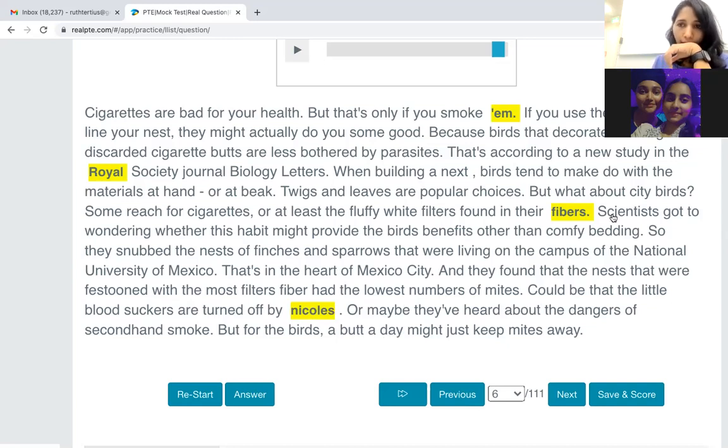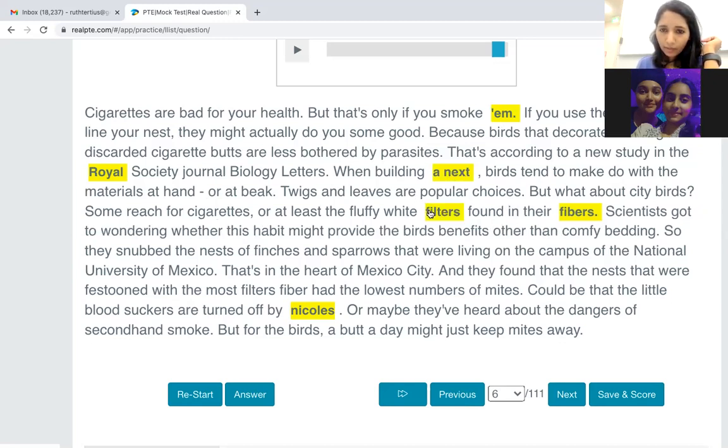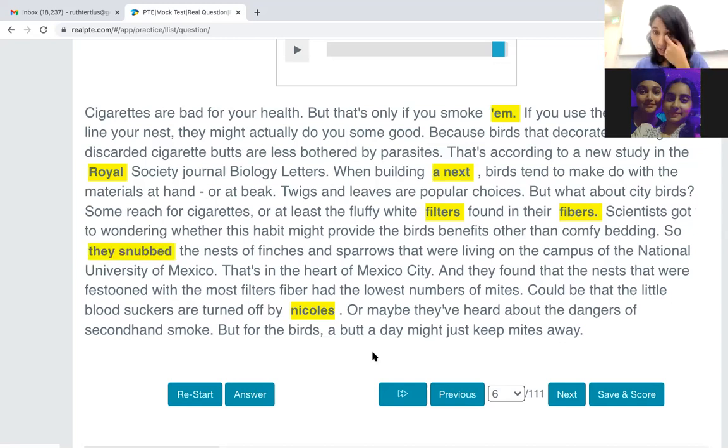Ma'am, yes. Okay, I also got a few. The first one I got was this one, streamline. That's one. Then the second one that I got was nest and next, which was, according to new study. That's the one I got. Then the next one that I got was fibers. Then grabbed and snubbed. And the last one was nicotine and Nichols. Like you said, let's look at the answer.